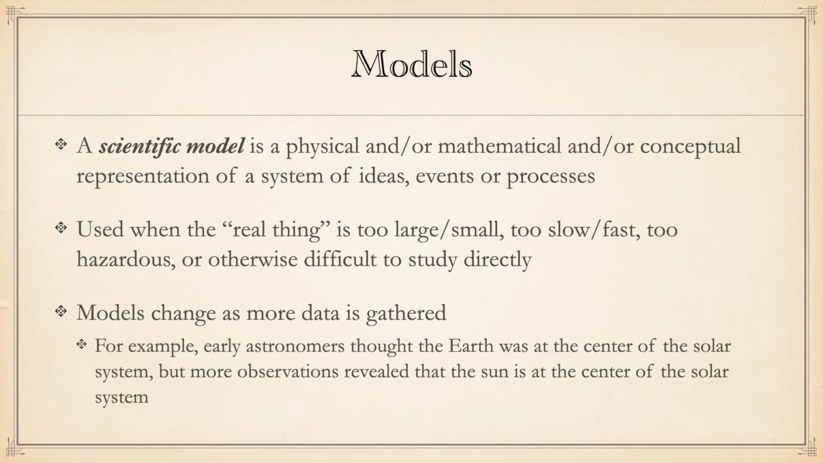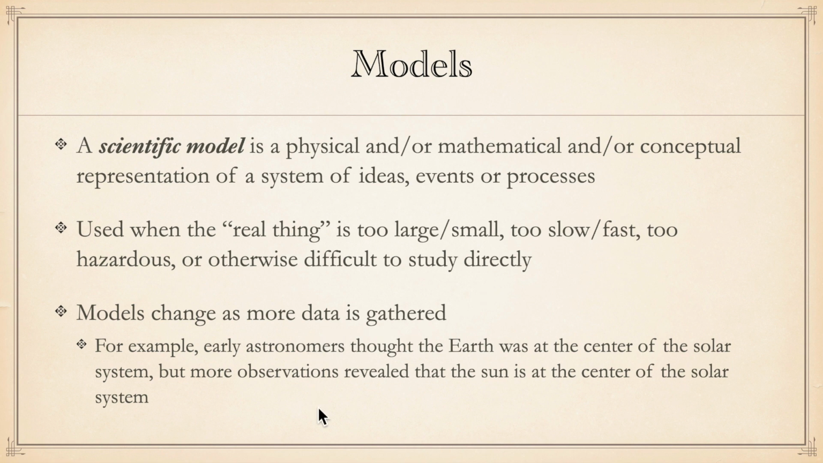So models. A scientific model is a physical and/or mathematical and/or conceptual representation of a system of ideas, events, or processes. So it can be physical, it can be mathematical, it could be conceptual, which is like a description or a diagram of some sort. And it represents ideas, events, or processes. Models are used when the real thing is either too large or too small, too slow or too fast, too hazardous or otherwise difficult to study directly. Models change as more data is gathered.